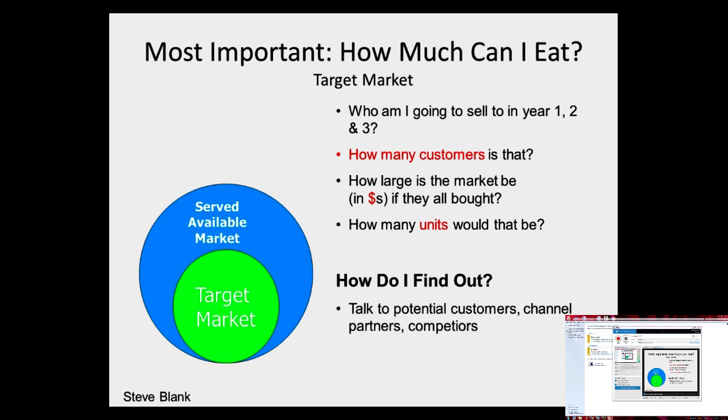And the target market is explaining these are the first steps that I'm going to take. These are the first customers that I'm going to get, and those first steps are the most important.